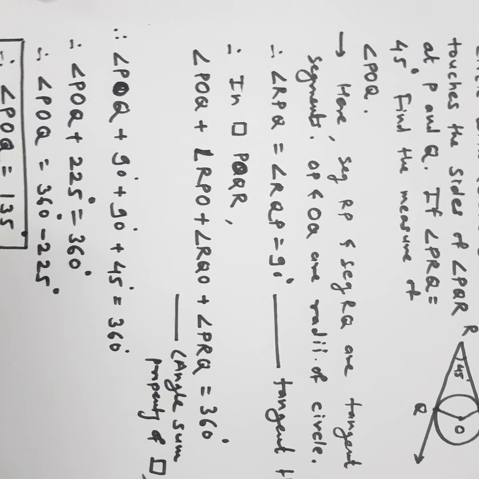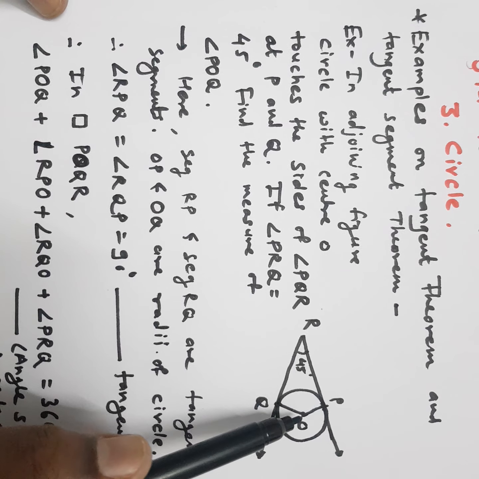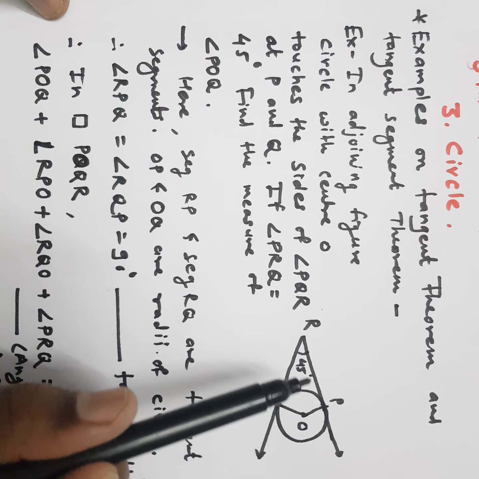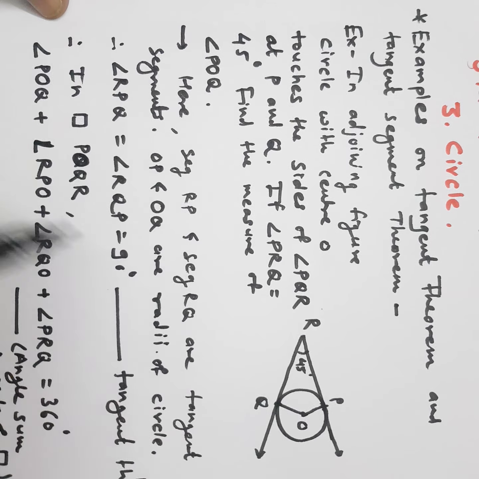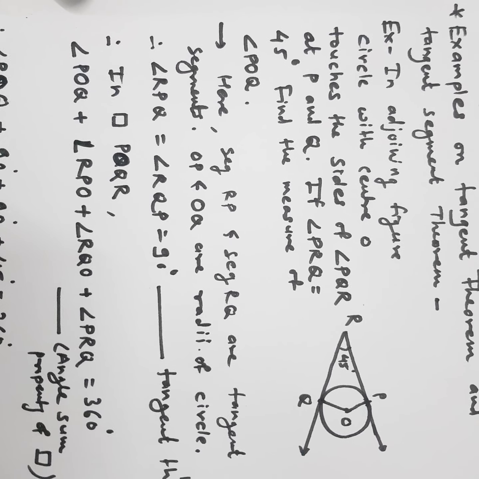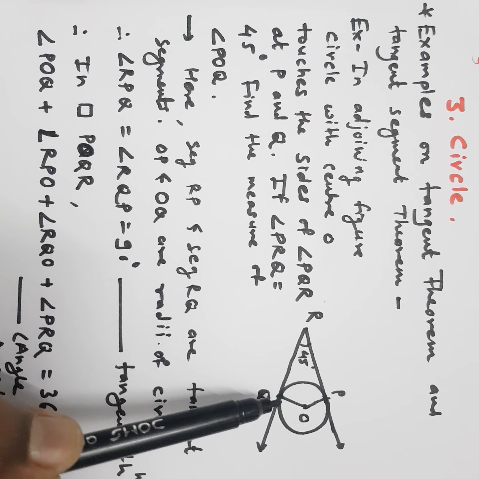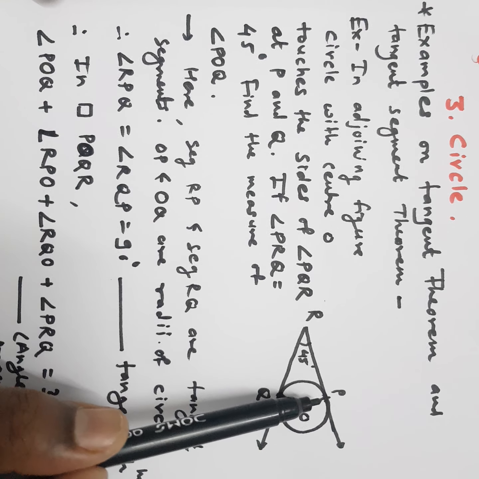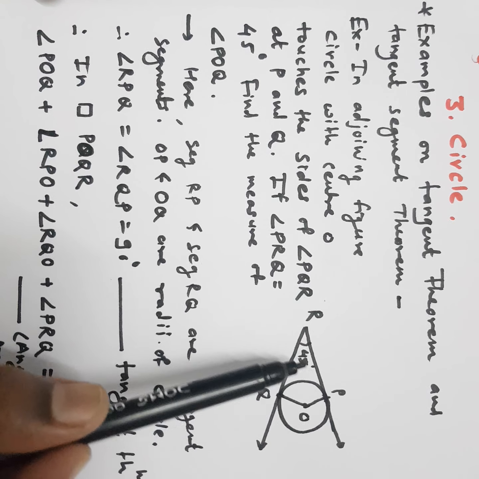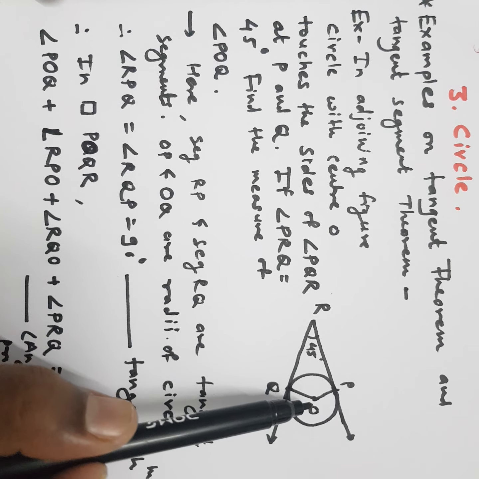We had to find this angle POQ. In this way, if angle POQ is given and you have to find angle PRQ, then you can also use the same property, that is, the tangent theorem. By using the tangent theorem, angles P and Q are 90 degrees. Therefore, we have three angles of the quadrilateral and we have to find the remaining angle.